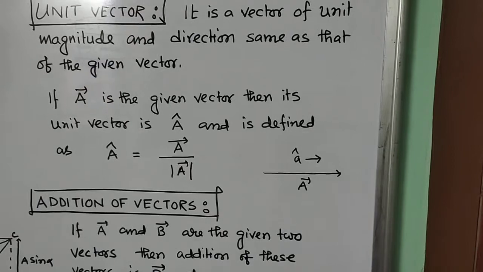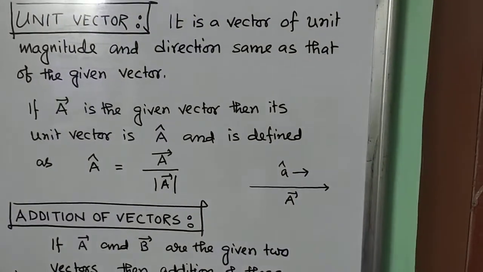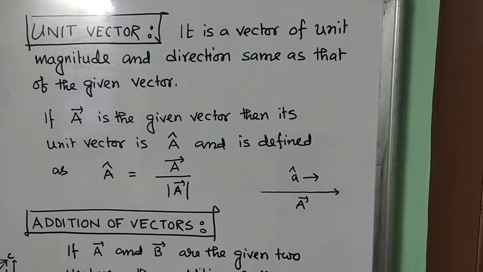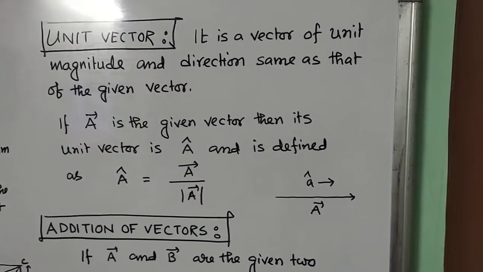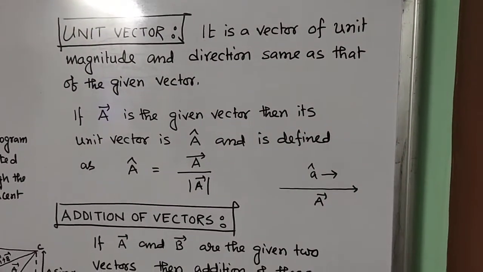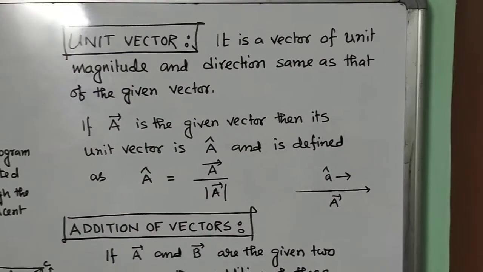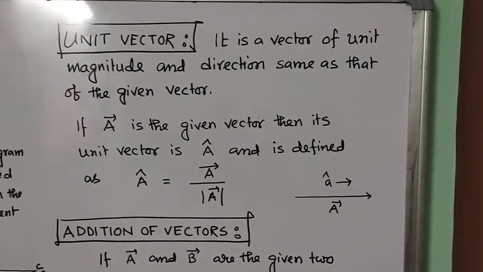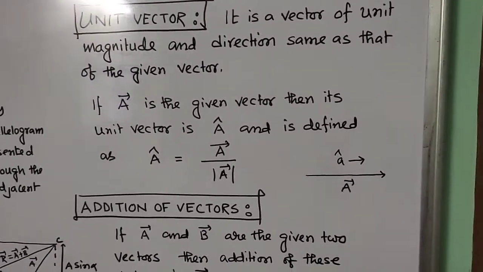So whatever the notation, in some books you will get n cap, in some books you will get eta cap, in some books you will see that a capital symbol is used to define the unit vector, and in some books a small letter is used to specify the unit vector. So whatever the symbol, the definition remains the same. A unit vector is one whose magnitude is 1, and it specifies only direction, and every vector has its unit vector.